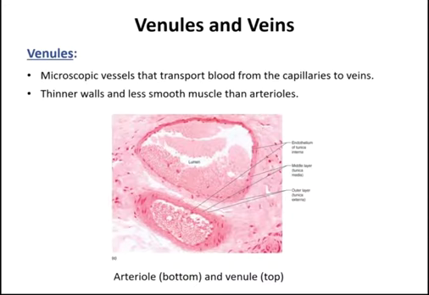A venule is a microscopic blood vessel that transports blood from the capillaries back to the veins. They're thinner walled than the veins, the arteries, and the arterioles. Less smooth muscle, right, than the arterioles. Remember that when we compared the arteries and the veins, the arteries had more smooth muscle in the middle of the vessel wall than the veins. And this is true for their smaller components. The venules have less smooth muscle than the arterioles.